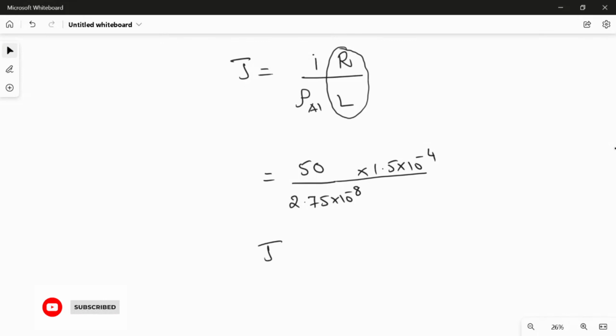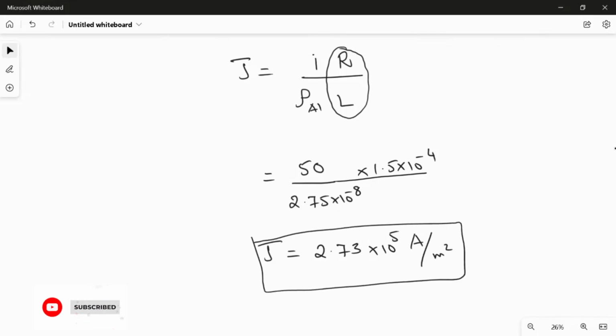Here I got an answer for the current density J is equal to 2.73 × 10^5 ampere per meter square. So this is the answer for part C. Clear?